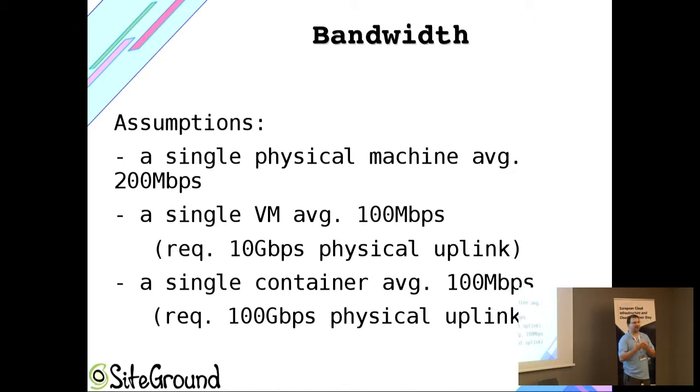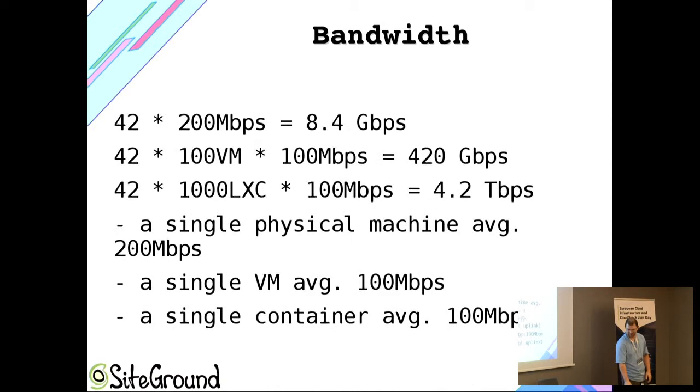If we have 10 virtual machines, we would need 1 gigabit. But if we have 100 on this machine, we need now 10 gigabit uplink for this physical machine. This is one machine from the rack, 10 gigabit link. If we have a lot of containers and each of them is averaging 100 megabits, we need 100 gigabit interface on this machine just to push out the traffic to the network.